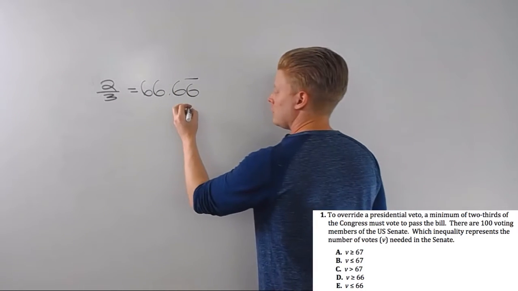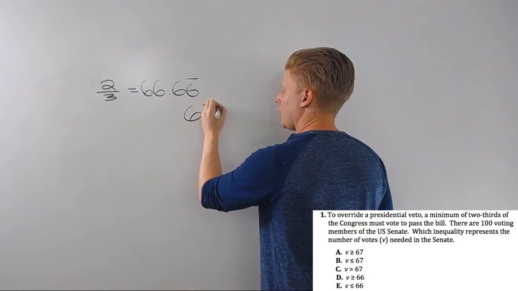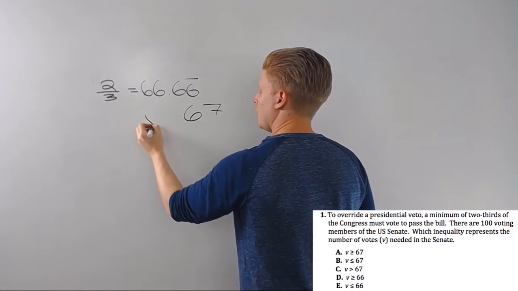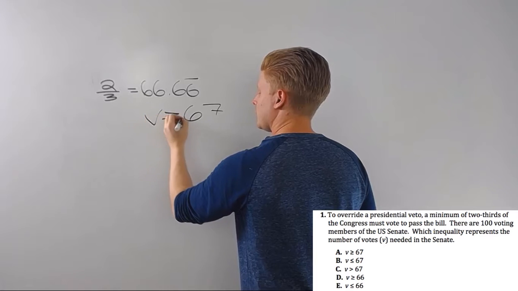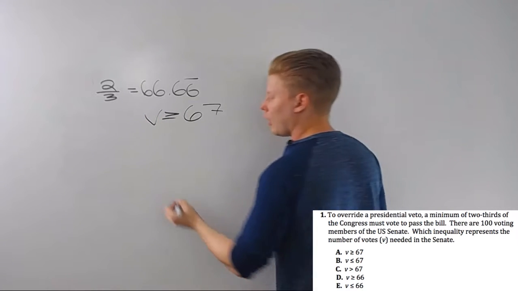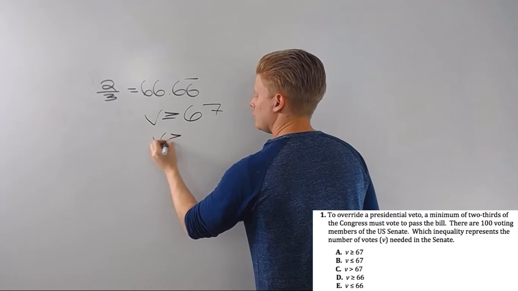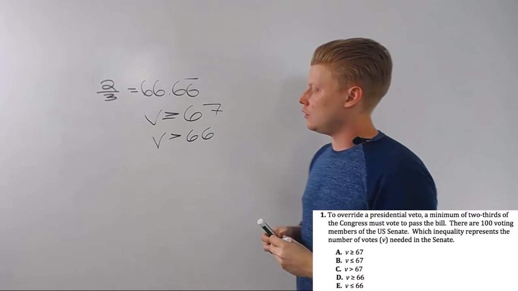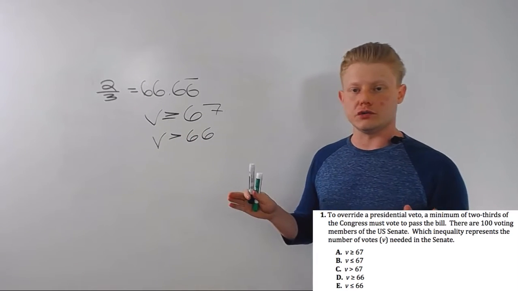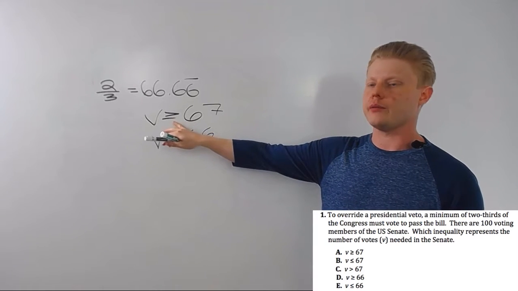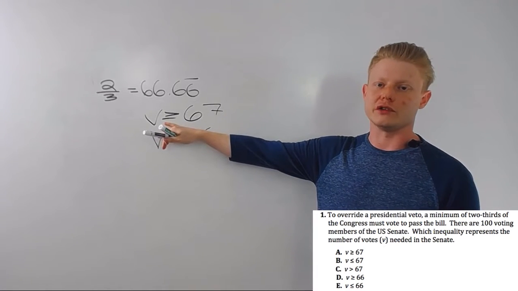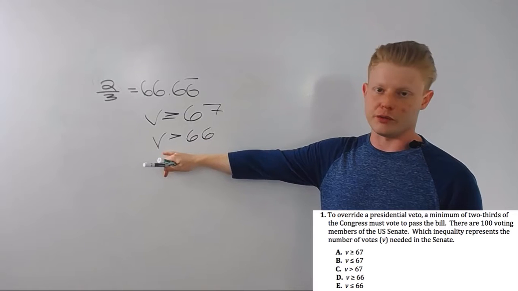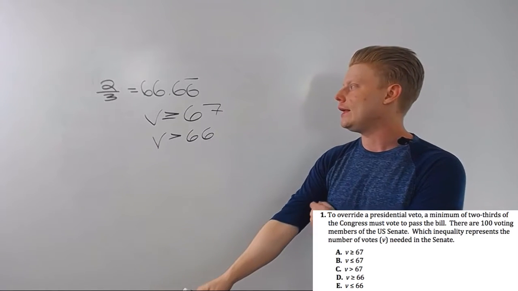So you can write it this way, right? Votes is greater than or equal to 67, but you could also write it this way: votes is greater than 66. You look and see which one's correct. This one shows up. And by the way, this one is much more likely to show up. This is a little bit of the obtuse answer.